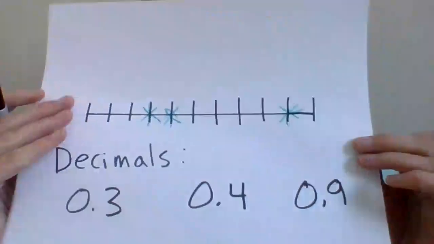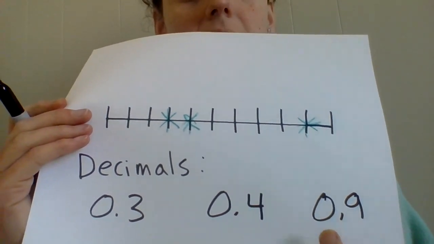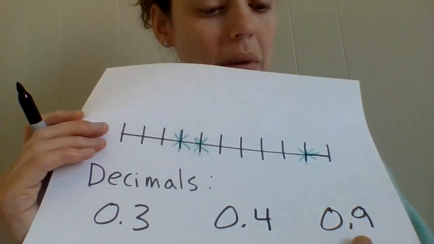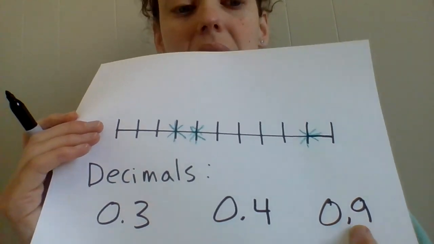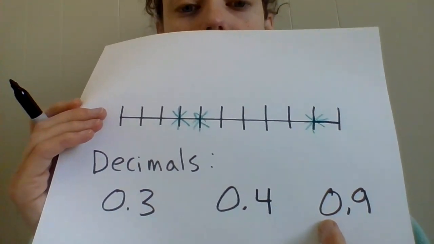0.9. And I'll just say that you don't have to have that 0 in front of the decimal point, but it's kind of nice to have it there, because if you don't have it there, maybe your decimal point is so small and someone doesn't really notice it, so it would look like a 9, but it is correct to leave that 0 off if you want to.